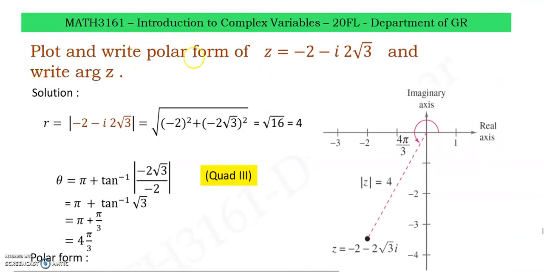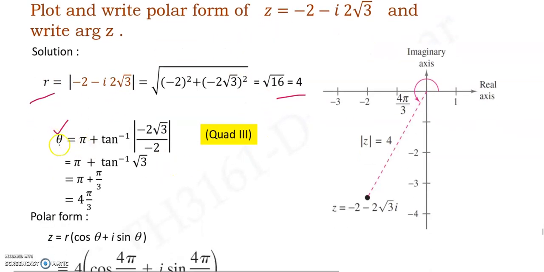Now plot and write the polar form of z equal to minus 2 minus i 2 root 3 and write small arg of z. Now when we are trying to write the polar form, first we have to find the modulus r, then we have to find theta. Now first we will find r. r is nothing but the modulus of the complex number, that is 4.